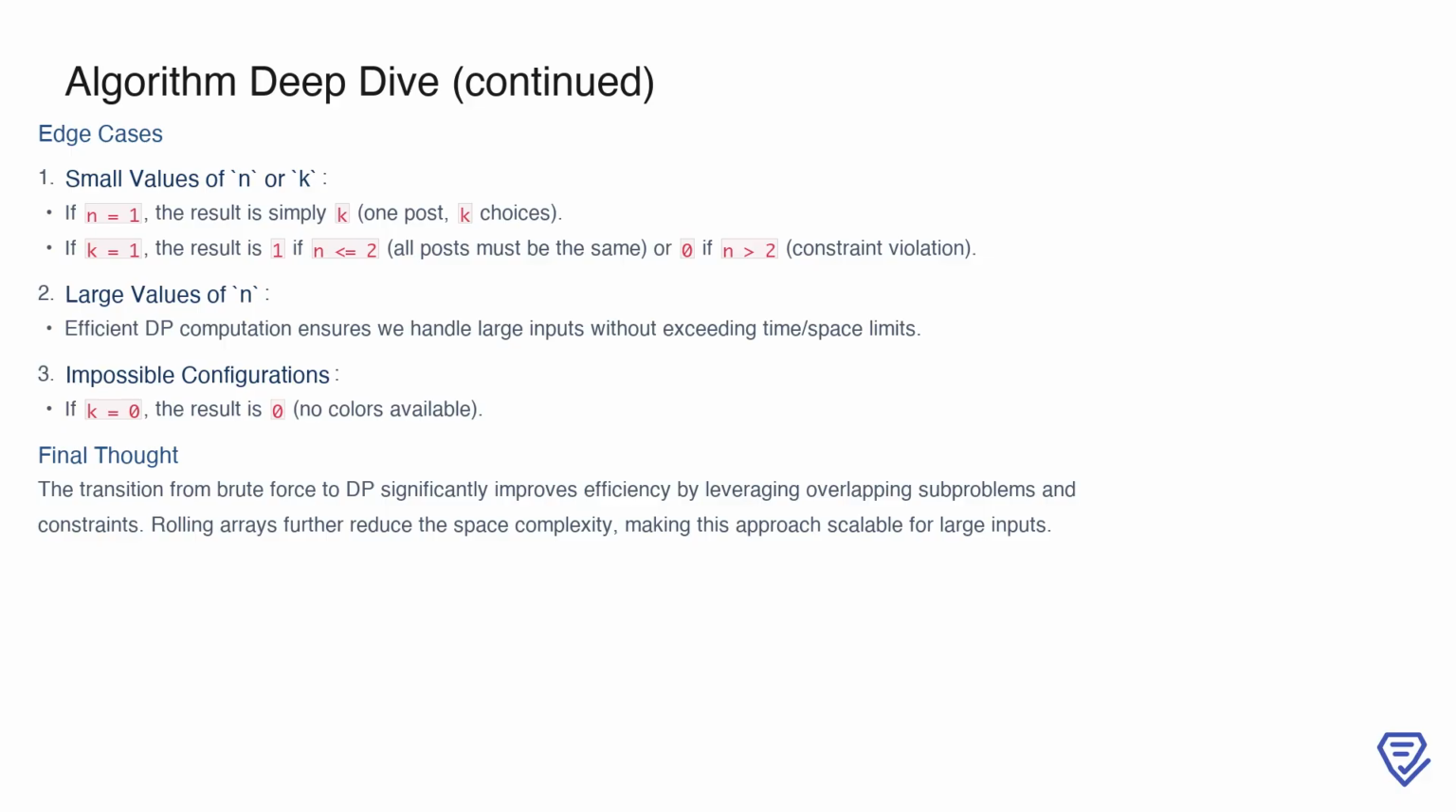colors are available. Overall, transitioning from brute force to dynamic programming provides significant efficiency improvements by leveraging overlapping subproblems, while rolling arrays further optimize space complexity. This makes the solution scalable and well-suited for a wide range of input sizes.